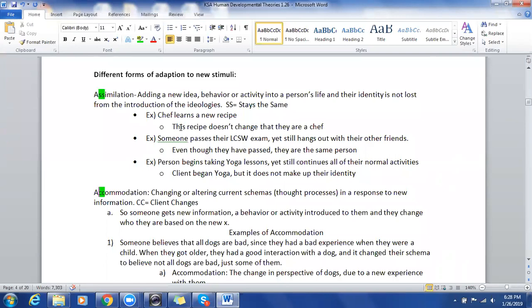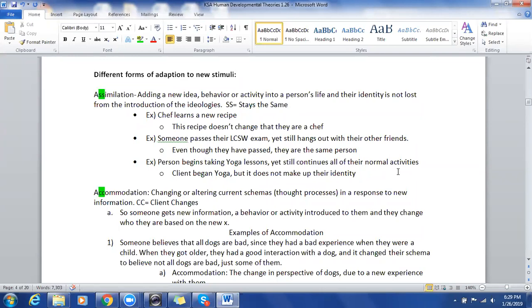Another example, someone passes their LCSW exam, yet still hangs out with their other friends, meaning pass your LCSW, it branches you into a licensed clinical social worker, but you still hang out with friends from other disciplines rather than just accompanying yourself with just social workers. Another example is a person begins taking yoga classes, yet still continues all of their normal activities. The client began yoga, which is the new stimulus, however, it doesn't make up their identity.